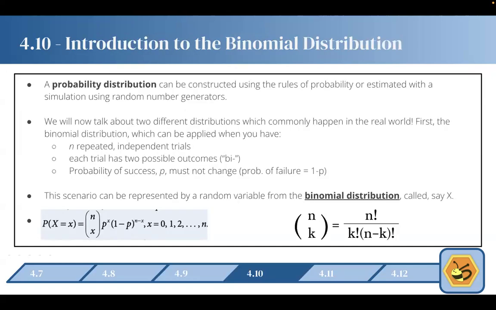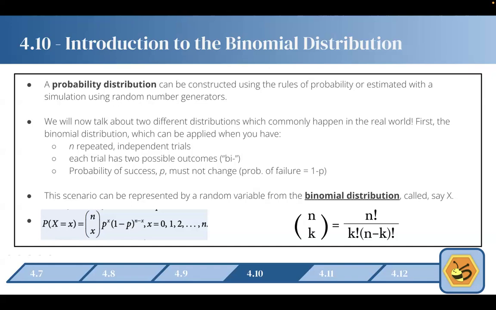So a probability distribution in general, first of all, is simply using the rules of probability or an estimated simulation. It uses random number generators to find the distribution that you're sampling from, if that makes sense. At this point, we're going to talk about two different distributions that commonly occur in the real world. Oh, you skipped this part. That's not good. Let's look at this part.